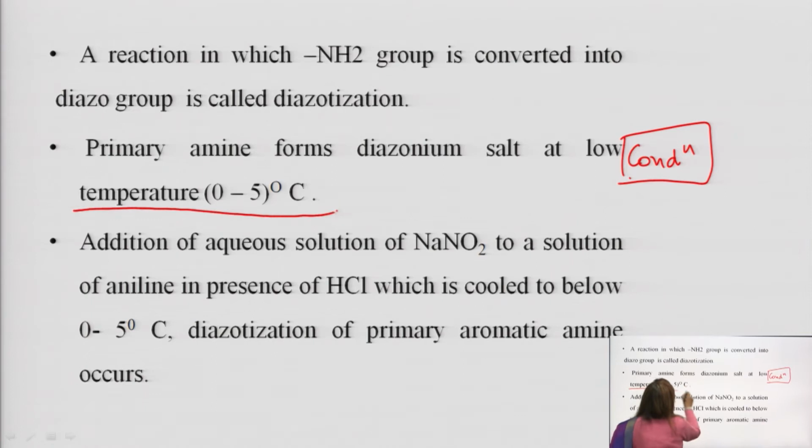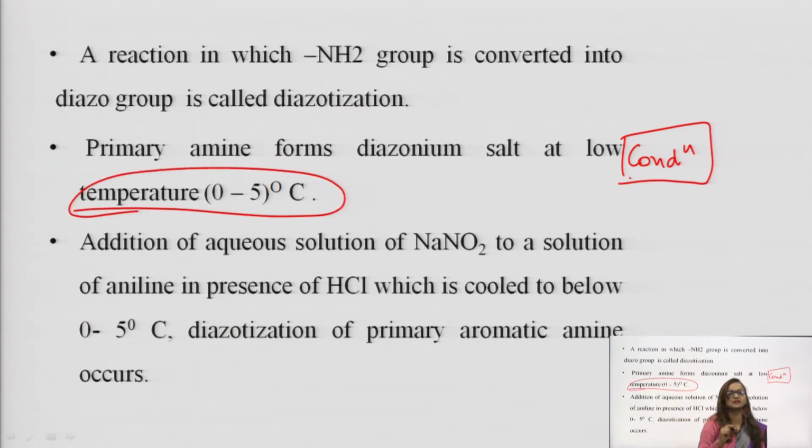The condition is a temperature of 0 to 5 degree Celsius. When you want to convert that amine into diazonium salt, the temperature must be 0 to 5 degree Celsius. Now the second question is, we are treating it with nitrous acid. An important point regarding nitrous acid is that it is very unstable, right? Means every time you want to prepare the diazonium salt, you have to prepare the nitrous acid freshly, and only when nitrous acid is freshly prepared can you react it with aniline to synthesize our diazonium salt.